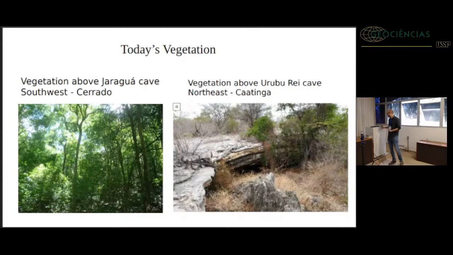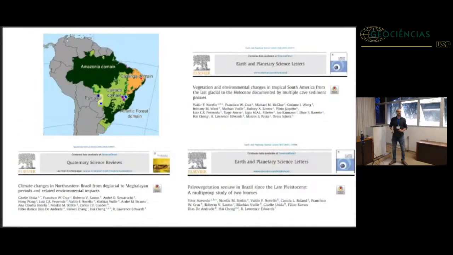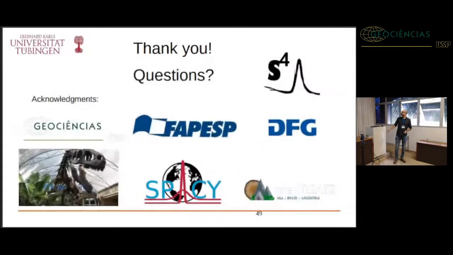I'm finishing now, so this is my last slide. All these three sites I presented are in these two papers here. It started from Jaraguá Cave. The Lapa Sem Fim Cave work was written by Victor Azevedo, supervised by Nicolas Strikis, and the northeast Brazil work was led by Gisele Urtida. So thank you. I'm open for questions.